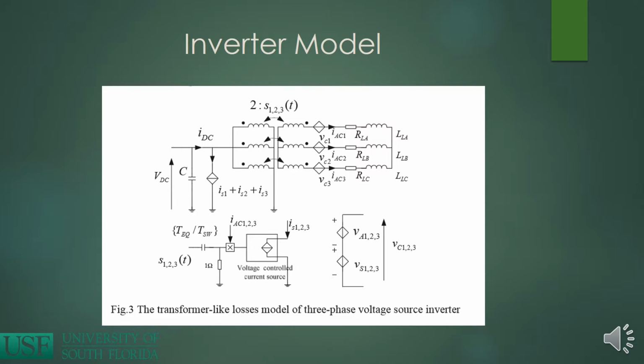The controlled current sources IS 1, 2, and 3, and the controlled voltage sources DC 1, 2, and 3 are used to model the switching losses and the conduction losses of the 3 legs. This can be done in PSpice. I will utilize this in PSpice to verify my mathematical analytics are accurate.